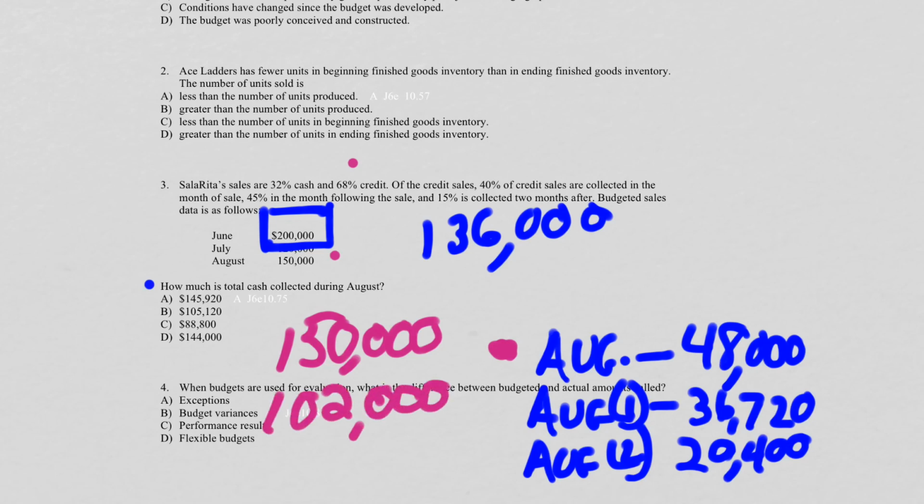40% of that was collected in August. So 40% of that number is 40,800. So that's also August. So now we add that to our total. And we're going to get up to a new number, 36,720, 20,400. Now we're at 145,920, which is the right answer. And bingo, now we can go back and do that problem for any month, and we know exactly what we're doing. All right.